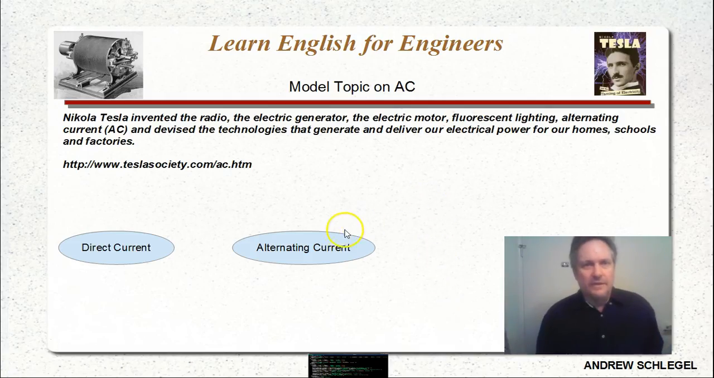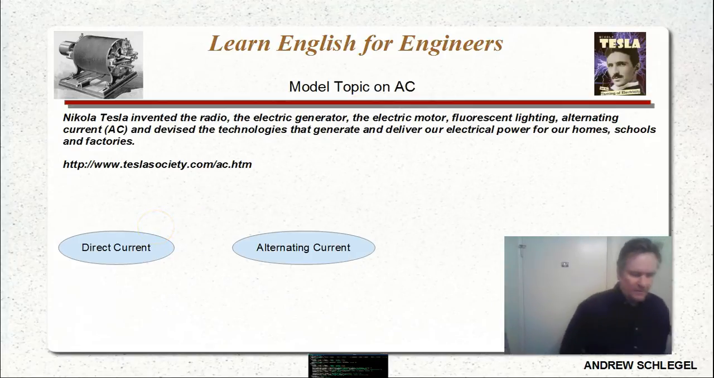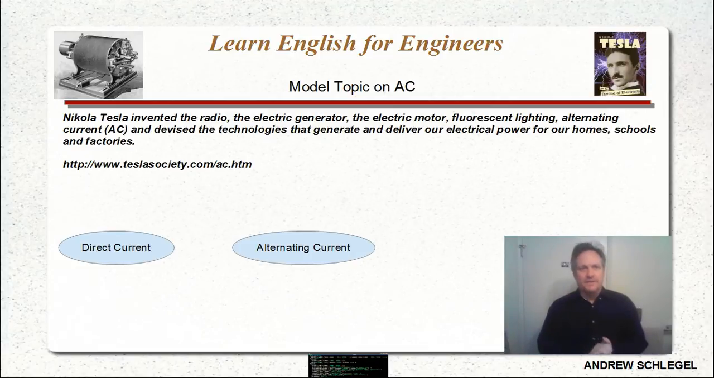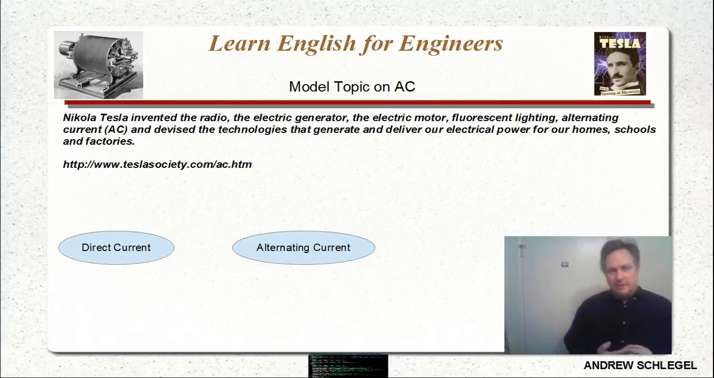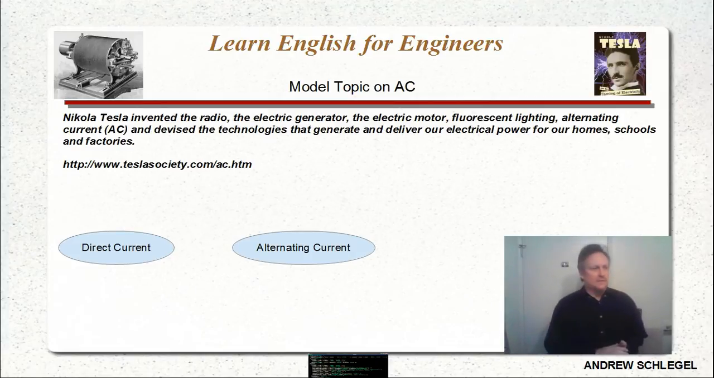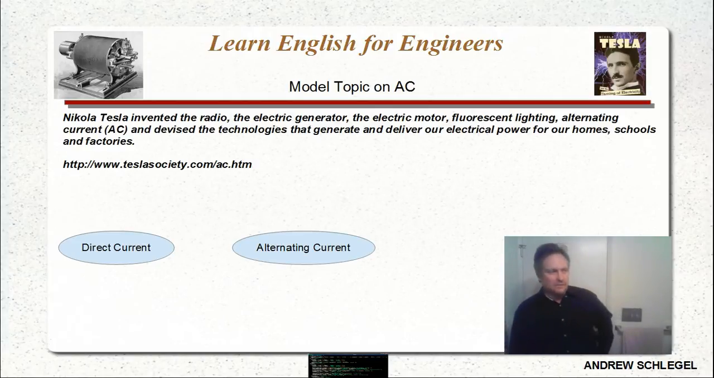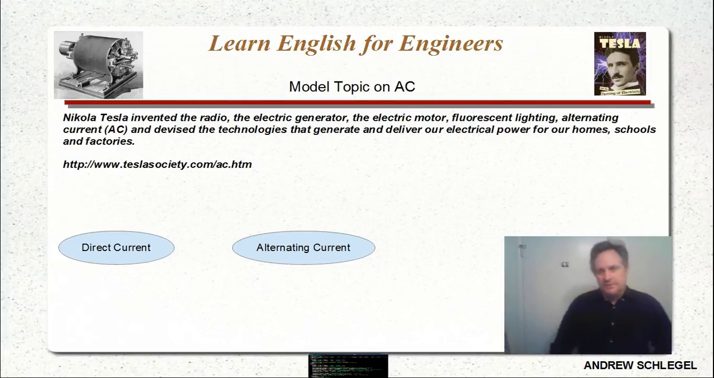Let's see if we can model this topic on AC current. Tesla invented a lot of things or made a huge contribution to many things we know, such as radio, electric generators, motors, fluorescent lights, and alternating current. That could be one of the biggest contributions because that's how all the power gets to our homes, and everything today is using alternating current invented by Tesla, at this point almost 100 years ago, something like that.